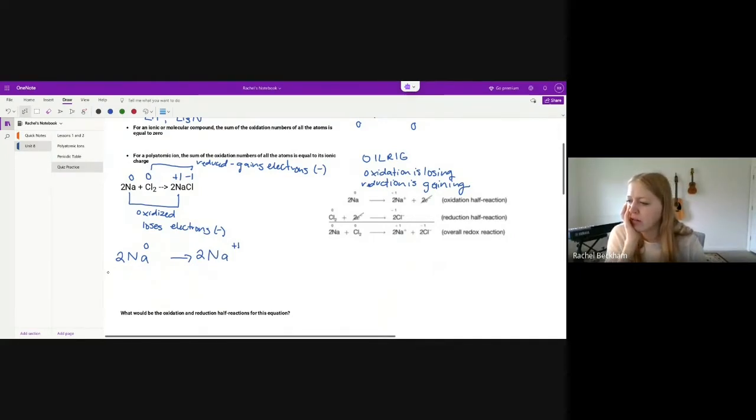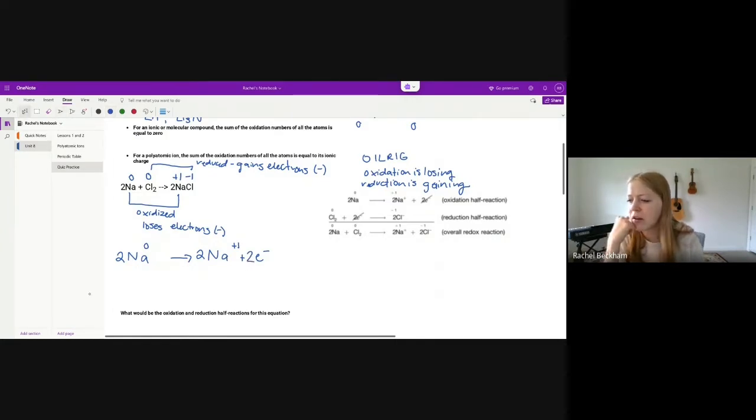But we want to show what happened to the electron. So the sodium must have lost an electron on this side, right? Because here it was at 0, and now it has a +1 charge. So there's an extra electron floating around because oxidation loses electrons. And we have 2 sodiums here, and 2 sodiums here, so technically it's losing 2 electrons.